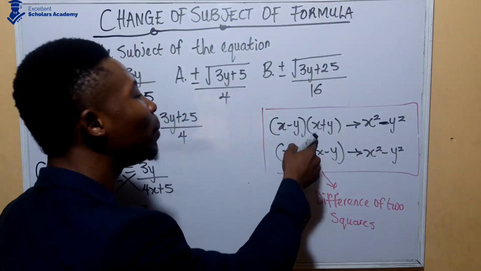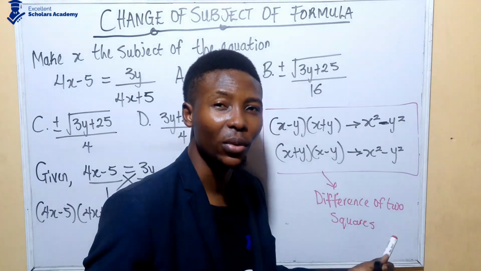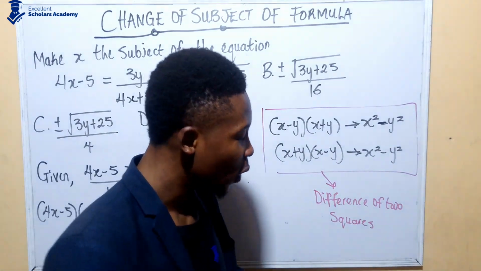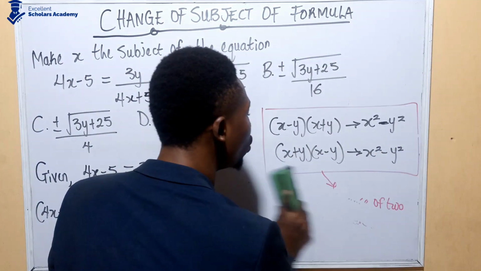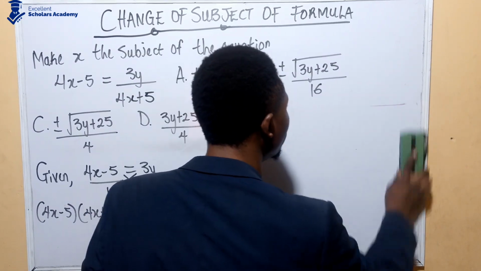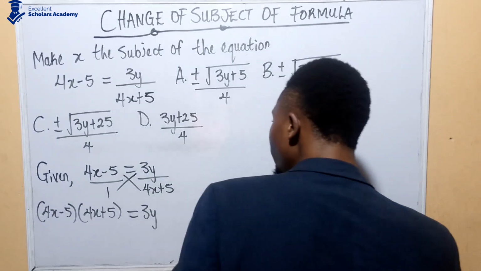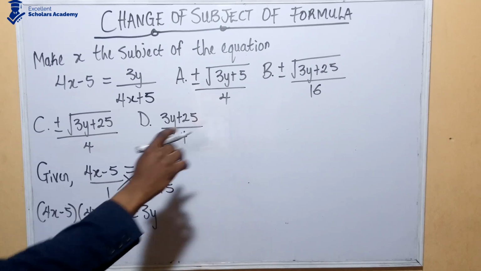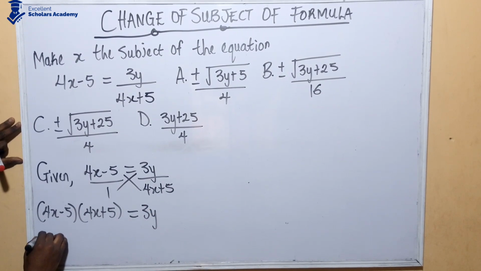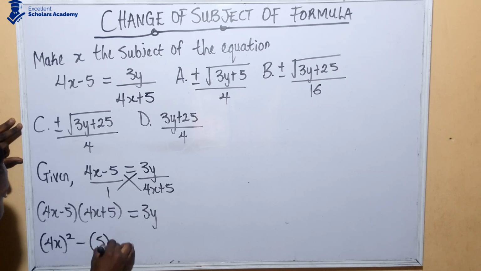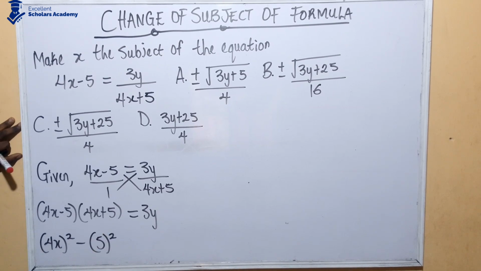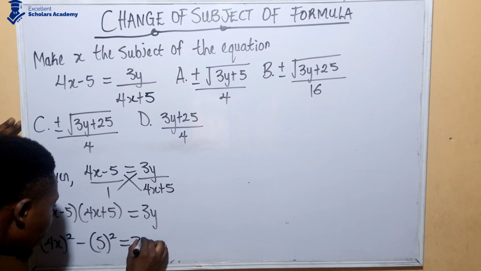So we're going to apply this. Please write this down. Write it down and take note of it. All right. So now let's go straight to using that principle for this question so that we make our answer easy. Now, having that knowledge, this becomes what? 4x all squared minus 5 squared. Can you see what I did now? 4x all squared minus 5 squared, that's difference of two squares, is equal to 3y.